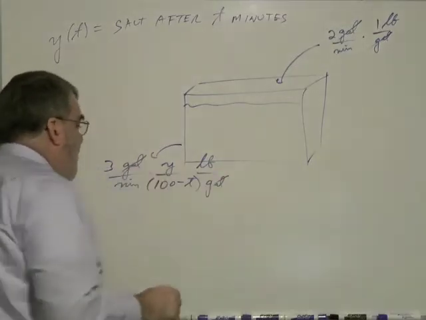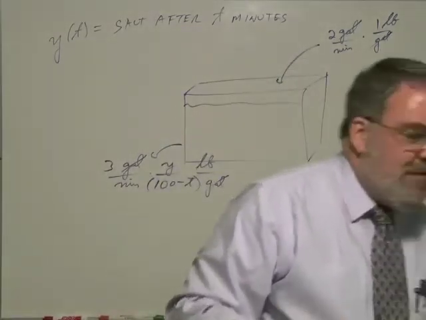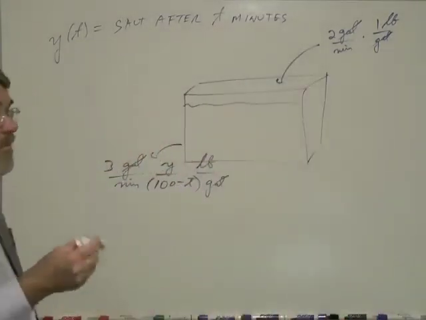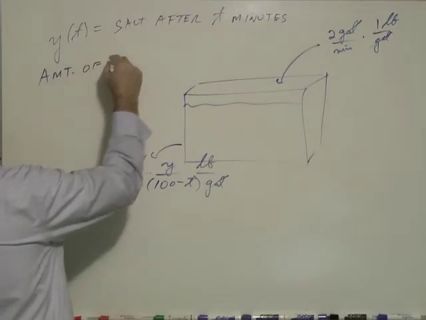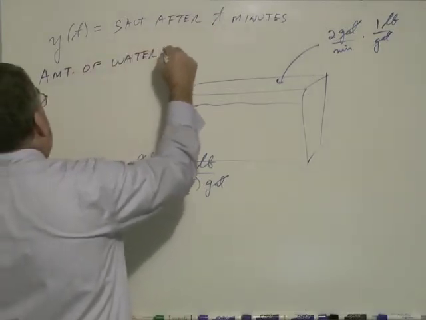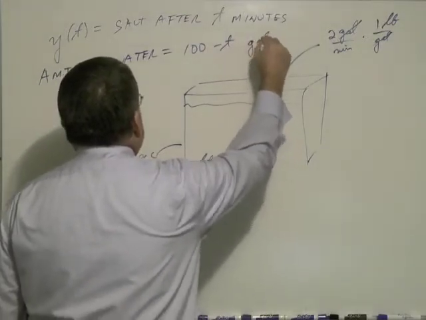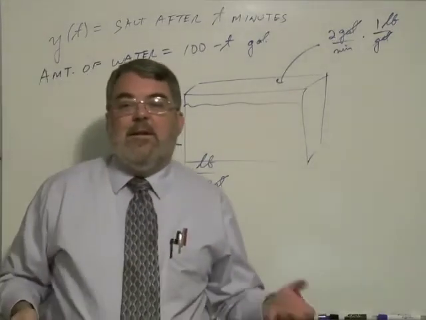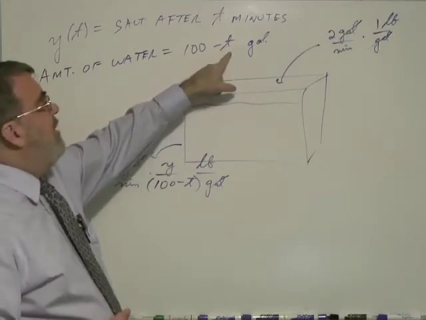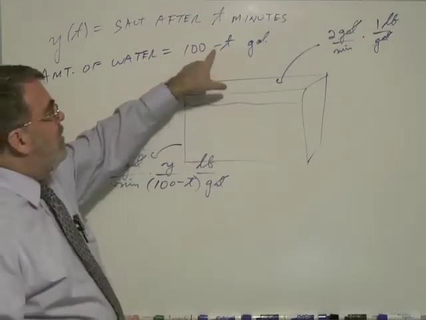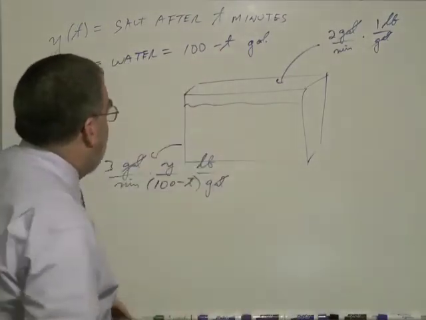So we have y pounds per 100 minus t gallons. If it's not terribly obvious yet, the amount of water in the tank has to be 100 minus t gallons. Now why is that true? Because we start off with 100 gallons, and every minute we lose 1 gallon of water. After 1 minute, it'll be 99. After 2 minutes, we'll have lost 2 gallons of water, so it'll be 98 gallons. So the amount of water in the tank is simply 100 minus t.